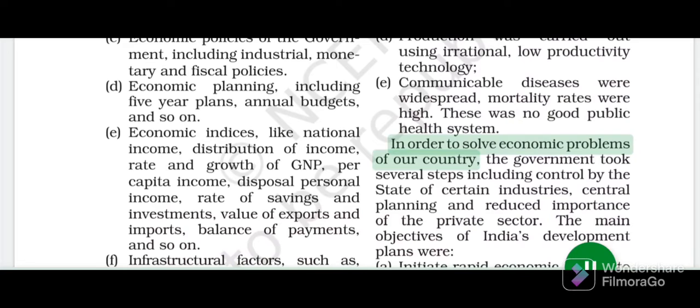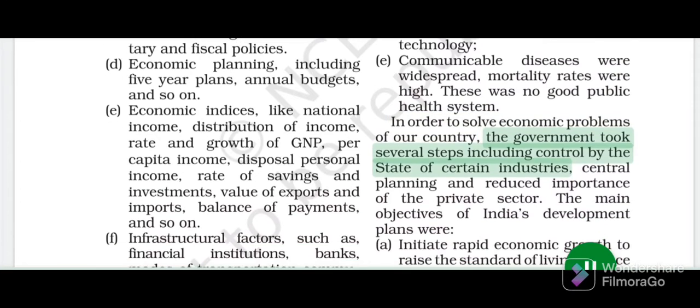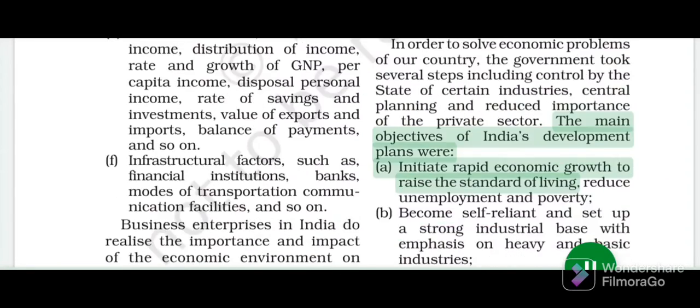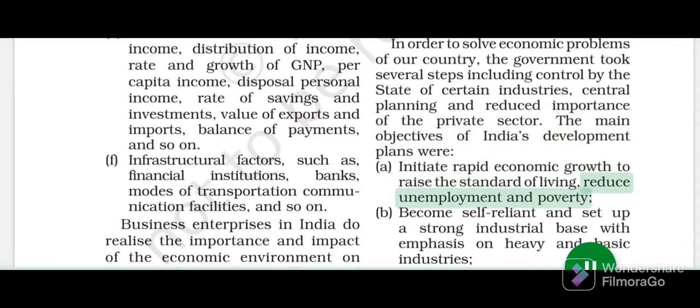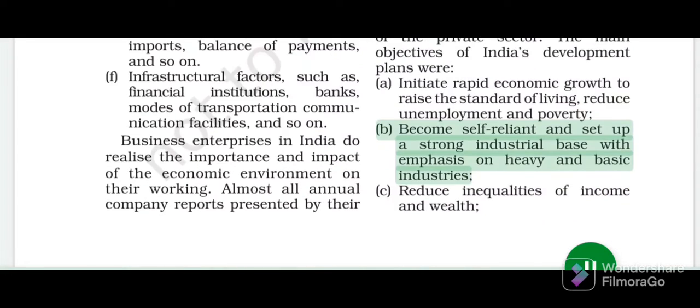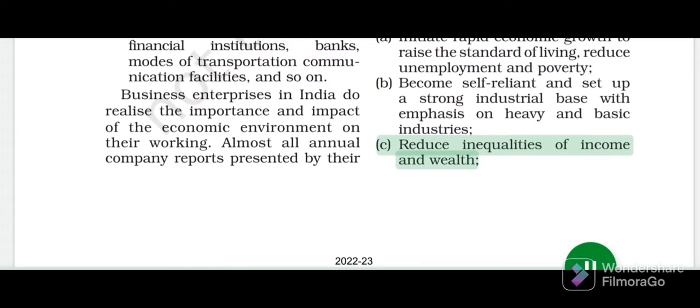In order to solve economic problems of our country, the government took several steps, including control by the state of certain industries, central planning and reduced importance of the private sector. The main objectives of India's development plans were: a. Initiate rapid economic growth to raise the standard of living, reduce unemployment and poverty. b. Become self-reliant and set up a strong industrial base with emphasis on heavy and basic industries. c. Reduce inequalities of income and wealth.